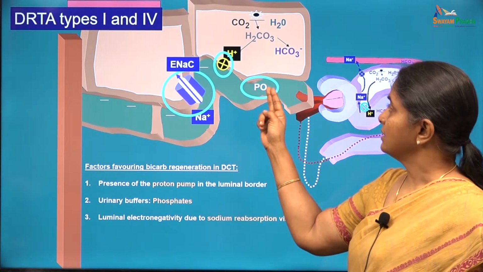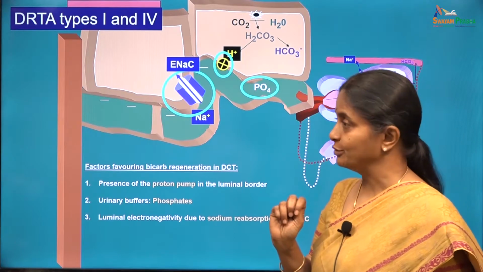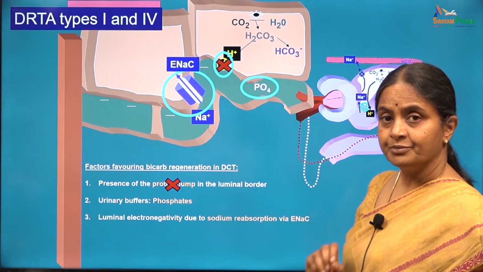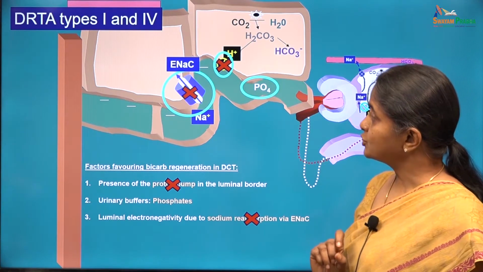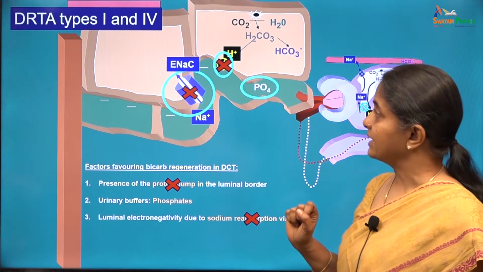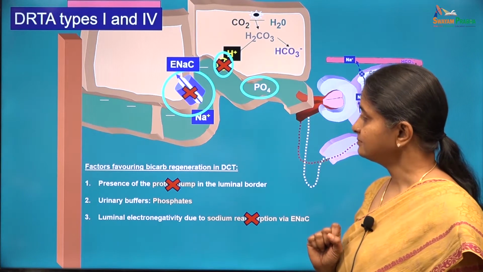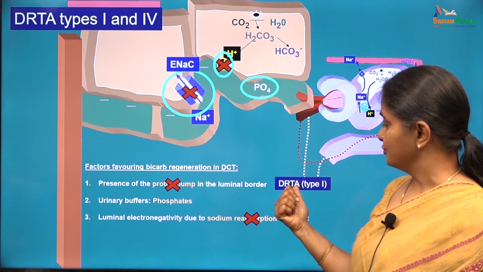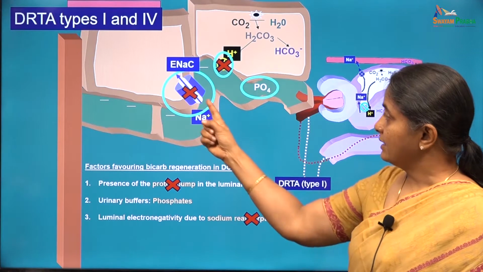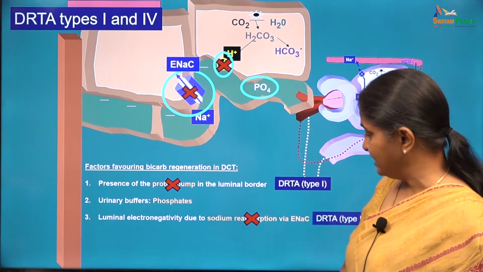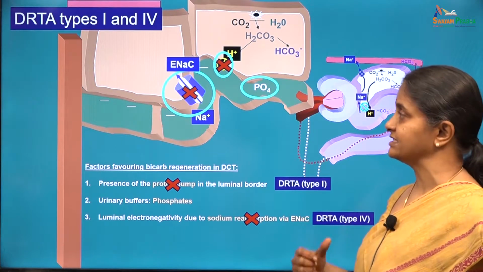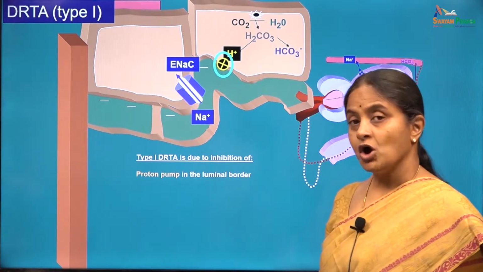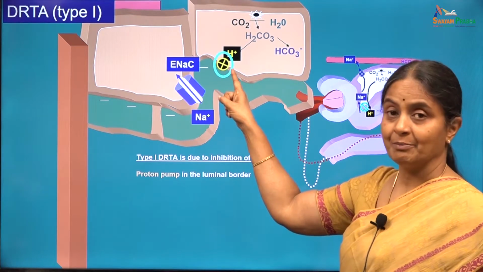These three mechanisms are important for bicarbonate generation in the distal tubule, and a disturbance in either proton pumping ability or sodium reabsorption via the epithelial sodium channel can result in metabolic acidosis. Inhibition of the proton pumps per se leads to type 1 distal RTA, and inhibition of sodium reabsorption via the epithelial sodium channel leads to type 4 distal RTA. Let us take type 1 distal RTA. What causes can lead to inhibition of the proton pump here?